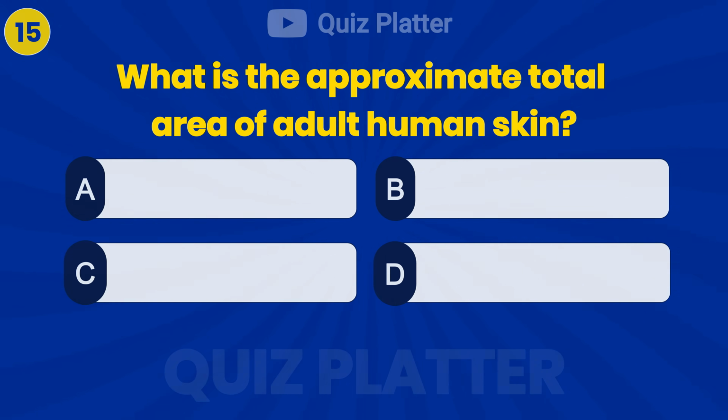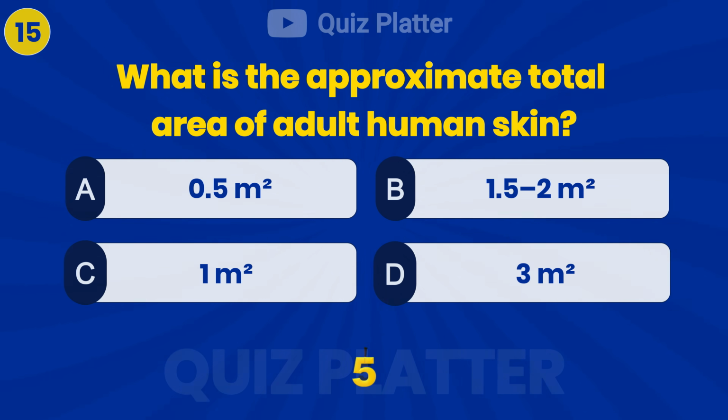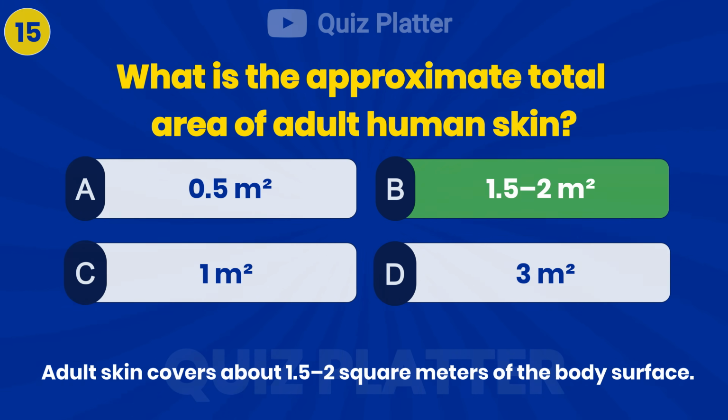What is the approximate total area of adult human skin? Answer: B. 1.5 to 2 square meters.